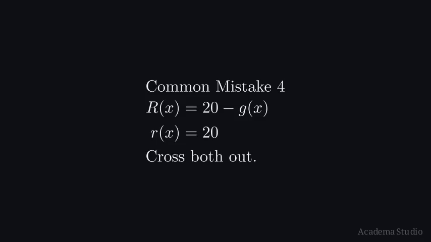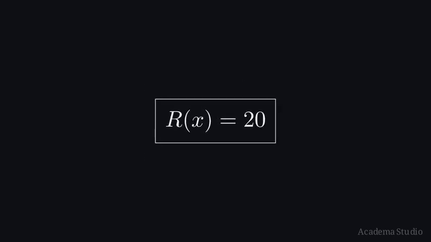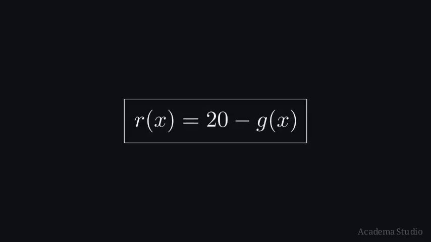Common mistake 4. R of x equals 20 minus g of x. R of x equals 20. Cross both out. The outer radius must be the longer distance from the axis of rotation. The final answer, R of x equals 20 minus g of x.